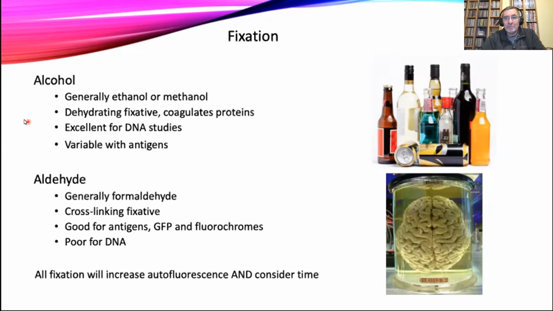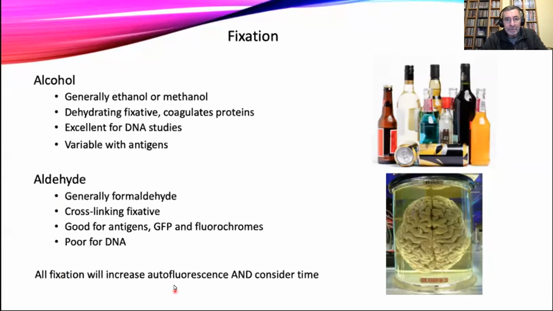But if we don't want to change the structure of our protein, we would use an aldehyde fixative, generally formaldehyde. Formaldehyde is a cross-linking fixative. It forms bonds with the lysine residues in proteins, and that locks the structure of your protein in place, which is great if you're doing antibody staining, because it probably means that your antibody will still recognize its epitope. Also great for fluorescent proteins, not so good for DNA. The problem with fixation is it's always going to increase autofluorescence. Our noise is going to increase. So therefore our signal to noise ratio may be affected.